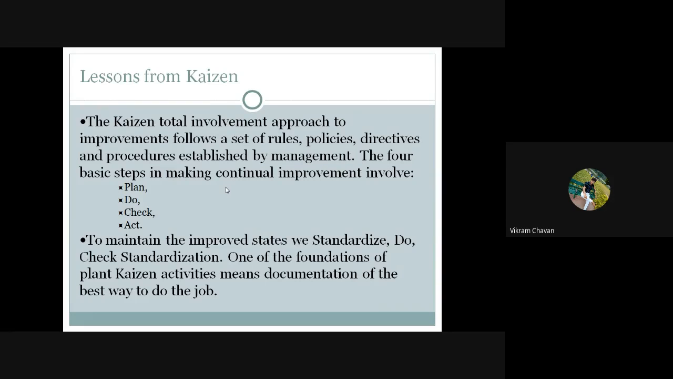Every company has different policies to implement Kaizens, and some policies and rules need to be followed, and directives are given related to that by the management to the employees. So this is about the Kaizen. If you have any question, please ask now. Is there any question?